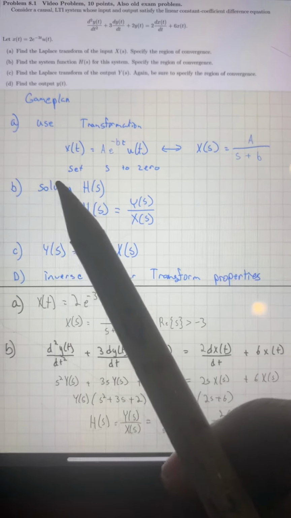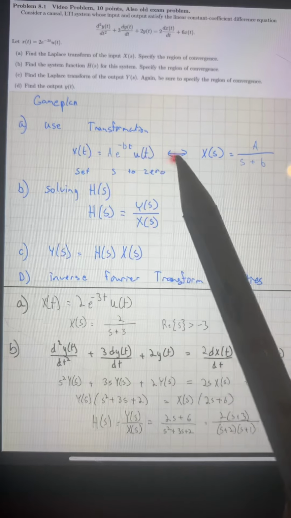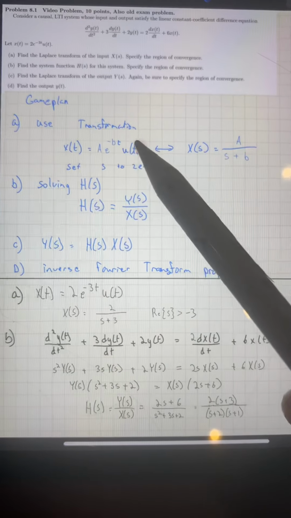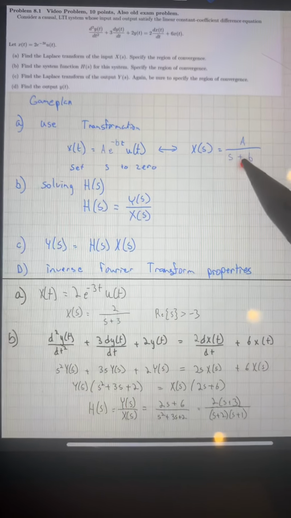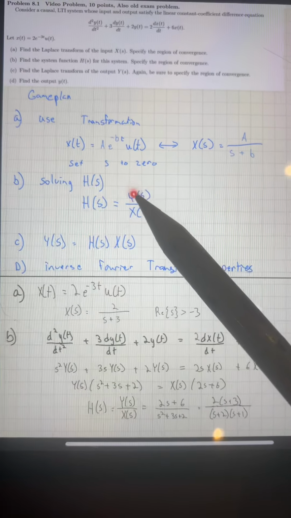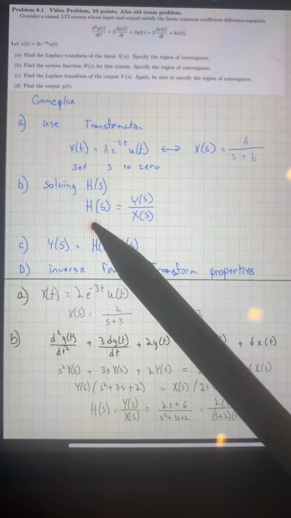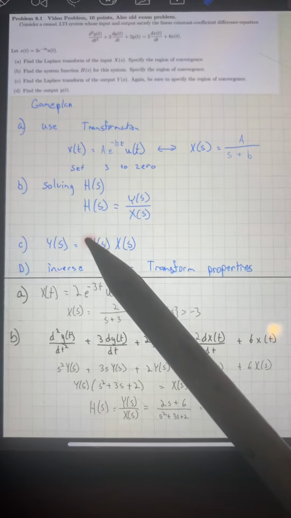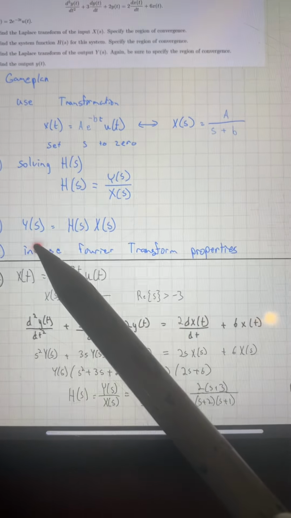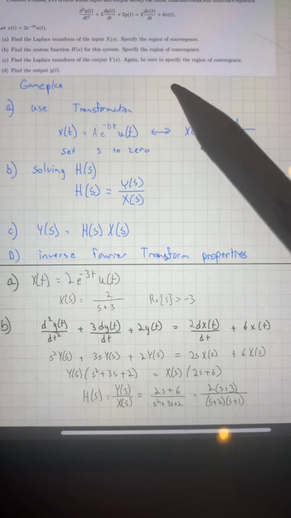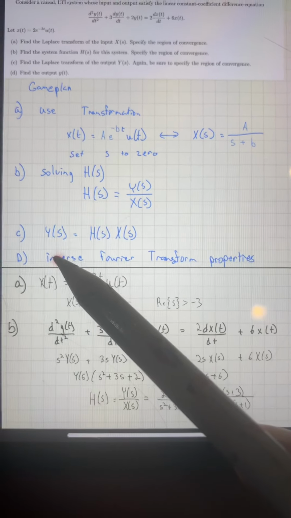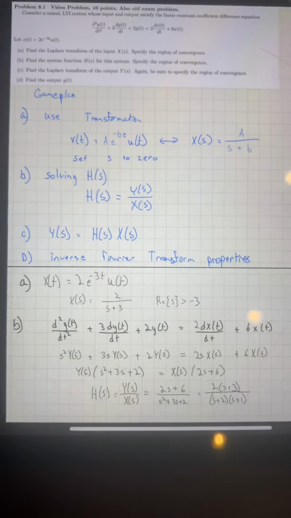We are going to be using our game plan. For part A, we're really going to be just using our table to use our transformation to solve for our output. For B, we're going to be solving for h of s, and since we know that h of s is just y sub s over x of s, we are able to find our system function. From then on, we can manipulate this equation to be able to solve for our y sub s. In the same way that we solve for our Fourier transform for our input, we can find the inverse Fourier transform of our output to be able to find y sub t. So let's get straight into it.